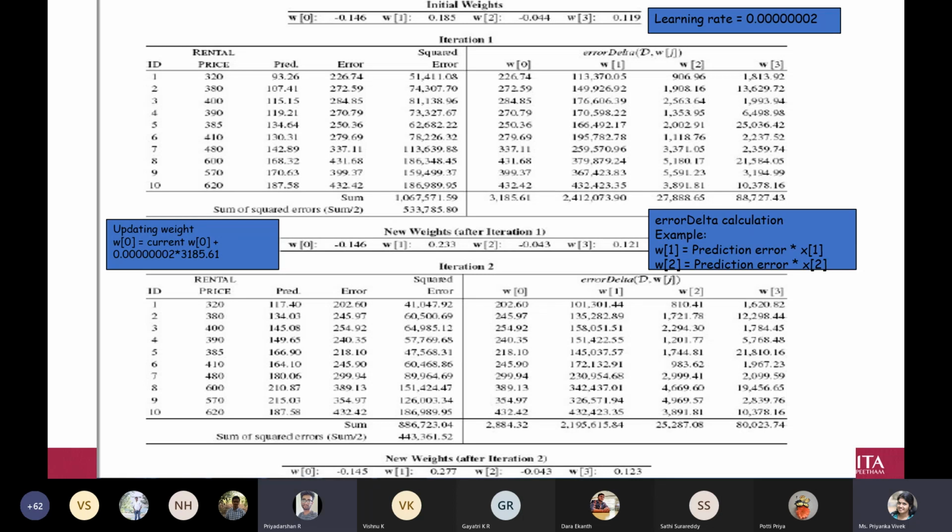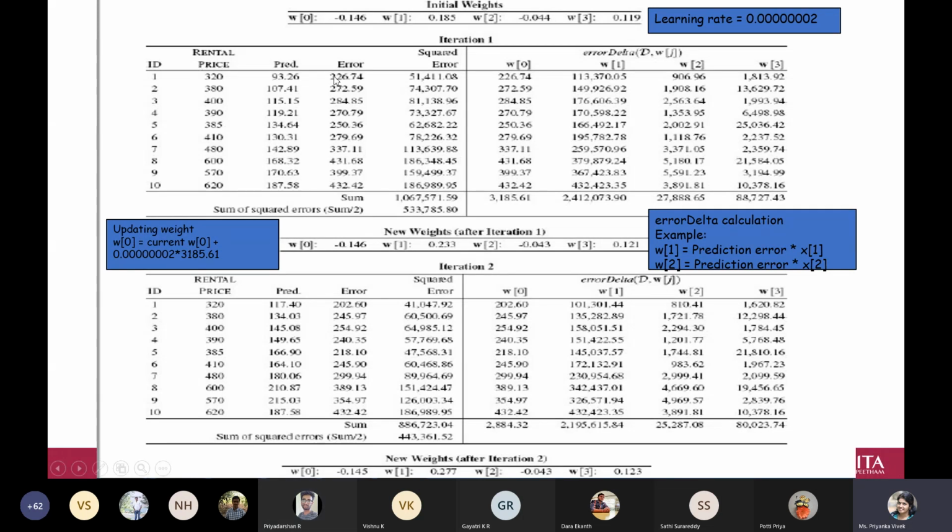Ma'am, what is the W naught on the right side? W naught, W1, which we have calculated. Now we were discussing the derivative of J theta, no? That term is actually our error delta, which is the squared error. If you remember, it was something into xi, isn't it? Some term into xi. So that is this.